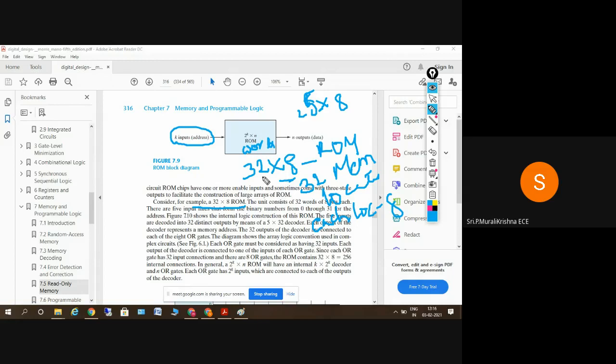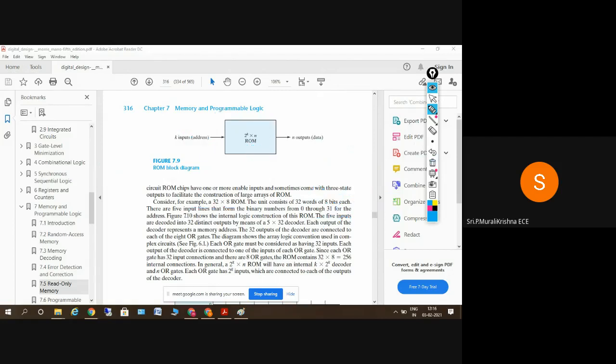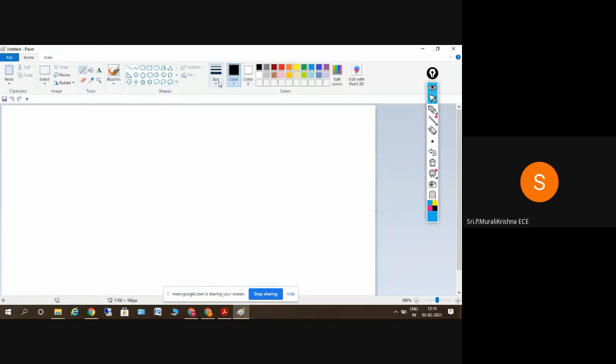In order to access the 32 memory locations with the help of 5 inputs, we'll take the help of a 5 into 32 decoder. This decoder will have 32 outputs, and these outputs are connected to the 8 OR gates. Let's try to understand the structure of ROM. The ROM structure will be like this.